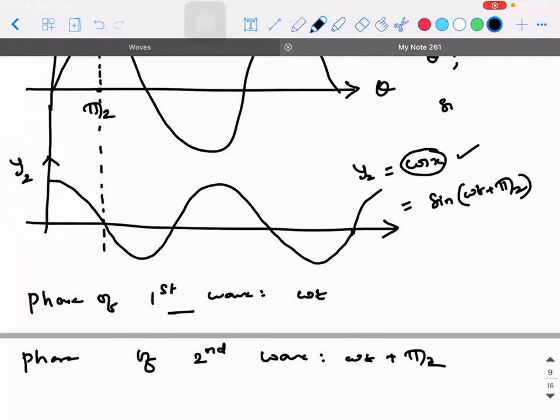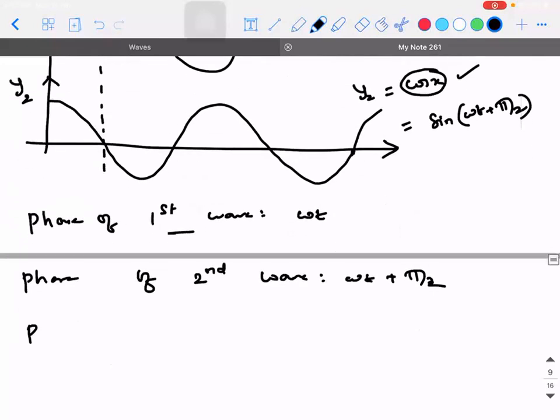Are you guys able to understand this? If I ask you what is the phase difference between them, what will you say? It is pi by 2. How did I get that pi by 2? Just subtract the second and the first. That's it. So this is what is called phase difference.